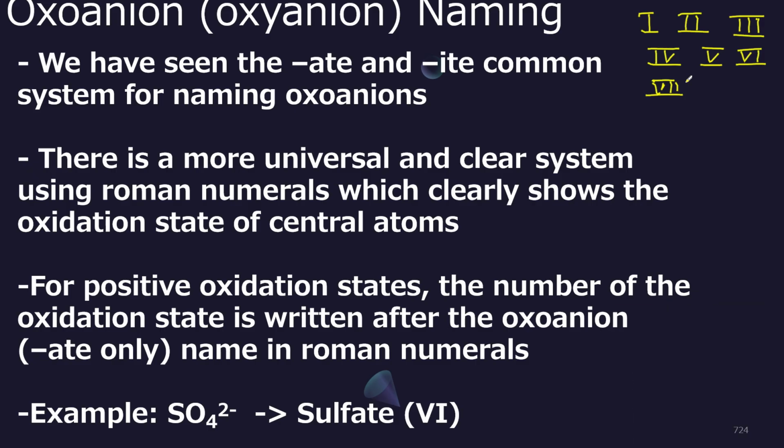So for positive oxidation states, the number of the oxidation state is written after the oxoanion. We'll write the -ate name and then the Roman numeral. So for example, SO4 2-, we can write sulfate(VI). That means it has an oxidation state of +6. But other ones are possible. You can have sulfate(IV), like we saw in a previous slide, that's SO3 2-, a less oxidized version. So that's how this naming system could slightly be clearer, but you definitely need to know how to read it and use it.